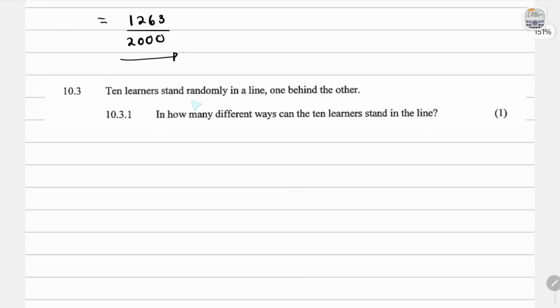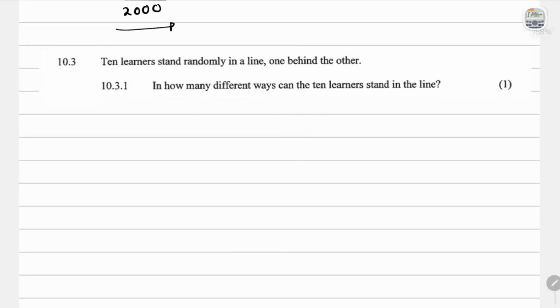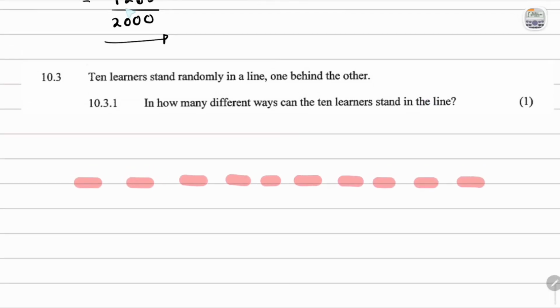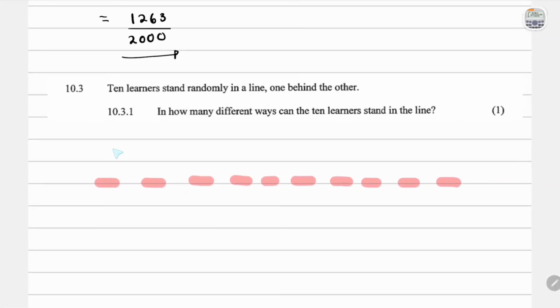Question 10.3. 10 learners stand randomly in a line, one behind the other. 10.3.1 says, in how many different ways can the 10 learners stand in a line? Okay, you just have 10 learners, 1, 2, 3, 4, so 10. And we're just seeing the different ways that they can stand in this line. So the first learner has 10 different places to stand. They can either stand here in position 1 or 2, 3, all the way to the 10th position.